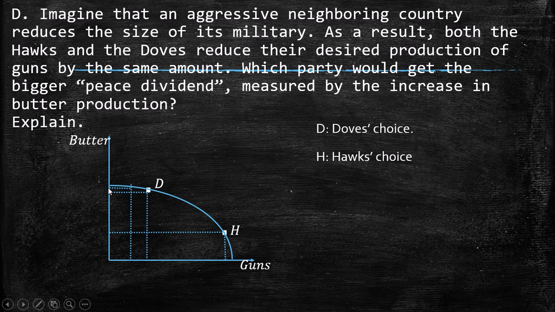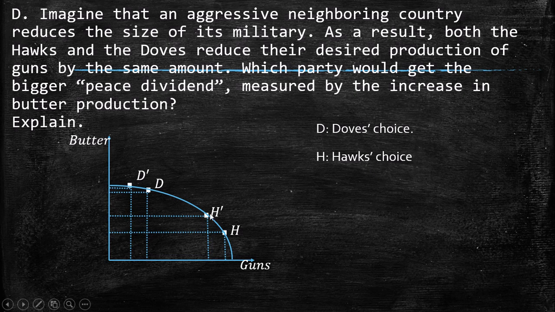If you see, there is a little increase in butter. It means that the opportunity cost of guns is so high in order to have just a little bit of butter. So we are going to call this gap the peace dividend. This is D prime. On the other side is the H. They're going to reduce the same amount of guns, but they're going to have a big increase in butter. This is H prime. So you see, this is the peace dividend, and the peace dividend is higher in the Hawk's choice.